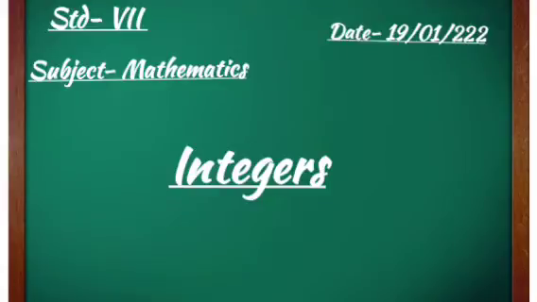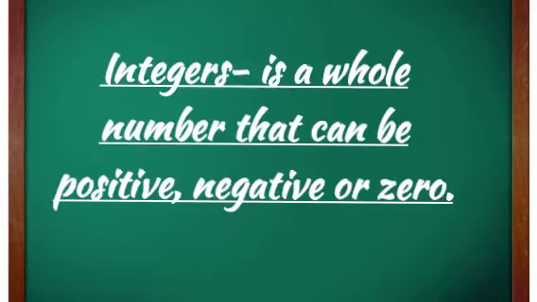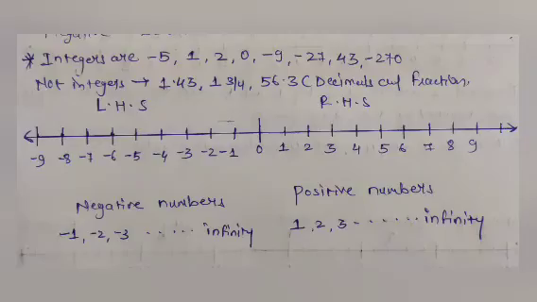You are studying in Standard 7. The subject is mathematics, and the chapter name is integers. What do you mean by an integer? An integer is a whole number that can be positive, negative, or zero.